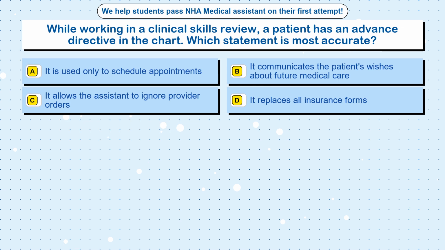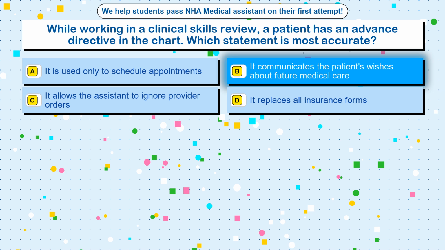Question 38. While working in a clinical skills review, a patient has an advance directive in the chart. Which statement is most accurate? Option A, it is used only to schedule appointments. Option B, it communicates the patient's wishes about future medical care. Option C, it allows the assistant to ignore provider orders. Option D, it replaces all insurance forms.